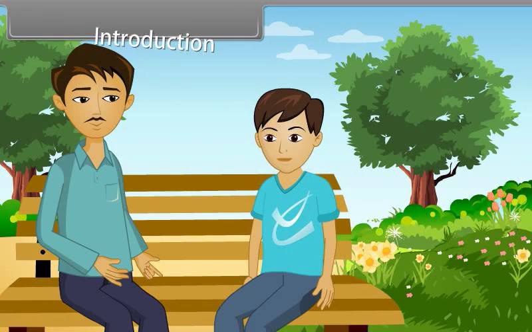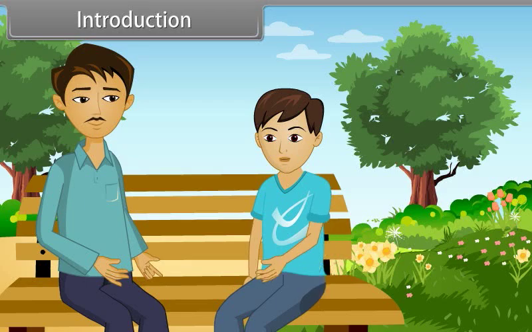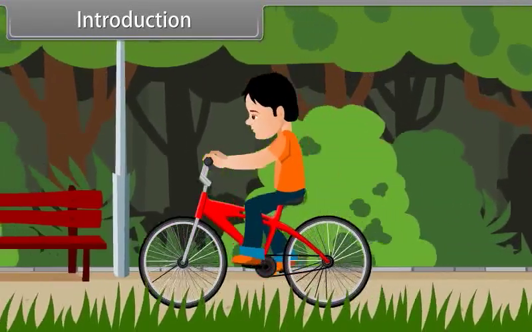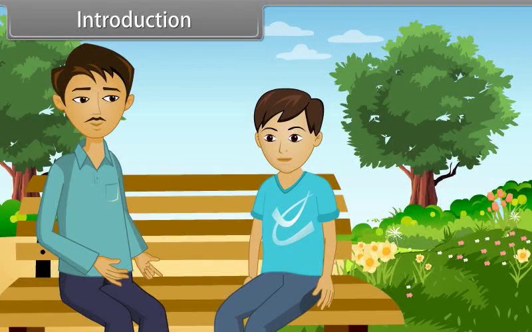Introduction. Papa, I like this place so much. This park is so beautiful and it is full of nature. Yes, son. That is the reason why we come here daily for the morning walk. Papa, why is that cyclist looking so tired? He is looking so tired because he is losing his energy.